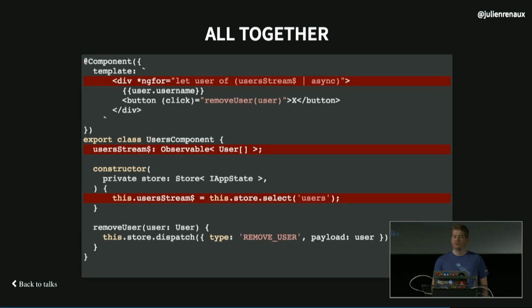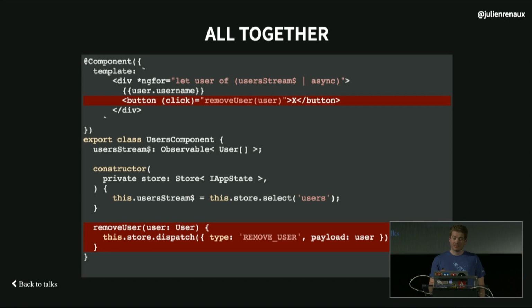The user stream here is an observable that we get from the store using the select method, and subscribe to using the async pipe. So it's automatic. And to finish, we have the remove user method that is called when the user clicks on a button, and which dispatches the remove user action.